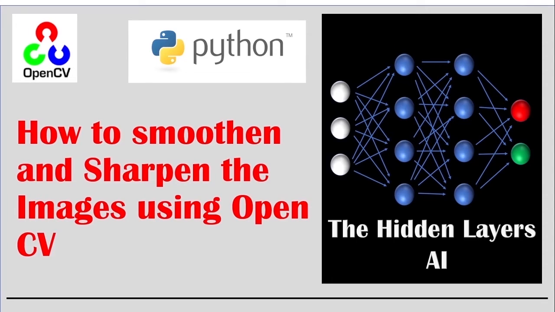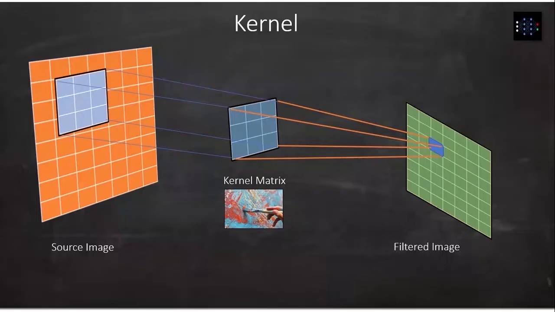Today we are going to cover how to smoothen and sharpen the images using OpenCV. Here is a very important concept that we are going to cover. It's called kernel. The idea behind it: you have one image that has some kind of noise, and this noise generally comes when we acquire images or signals where the instrument continues to give some kind of noise, and we would like to see how we can remove it.